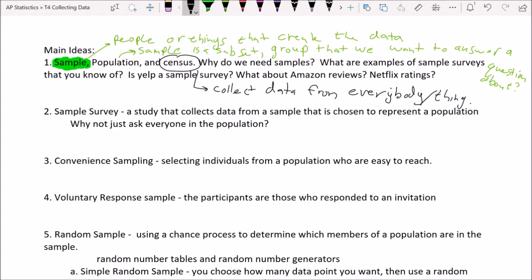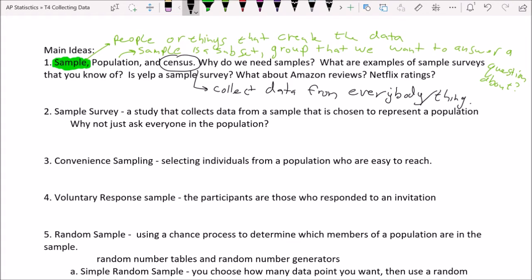Okay. So I'm wondering if you can think of any examples of sample surveys that you know of. How about Yelp? Where you go in and give a review after you eat at a place or you have an experience at some establishment. Technically, yeah, we're going to learn that's called a voluntary response sample here in just a minute. Amazon reviews, yeah, we have to be careful because not everybody responds. There's some non-response bias, which we'll talk about later in the lesson today as well. Netflix ratings, yeah, we're putting in our data, and not everybody's doing it, so it's not a census. Those are all examples of sample surveys, actually, of varying validity for different reasons.